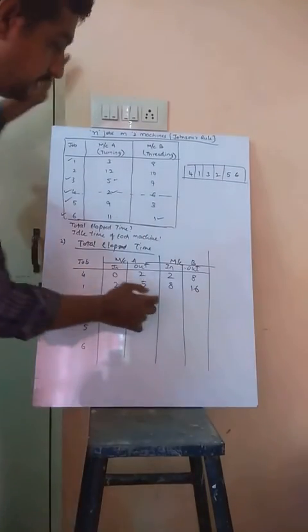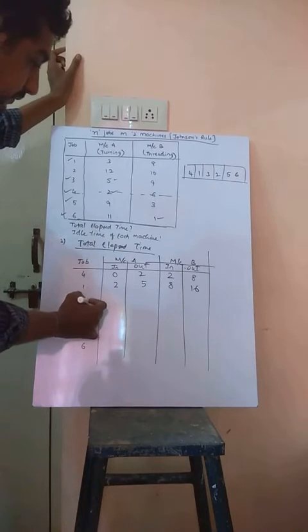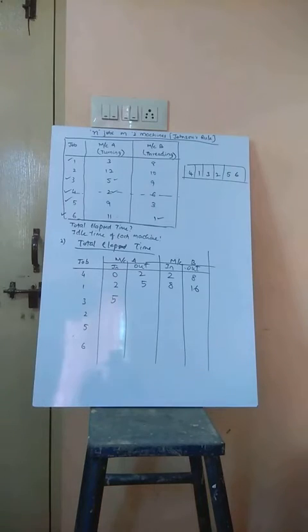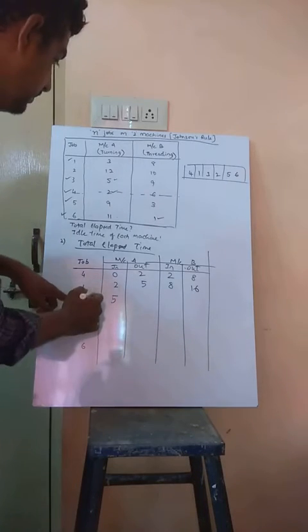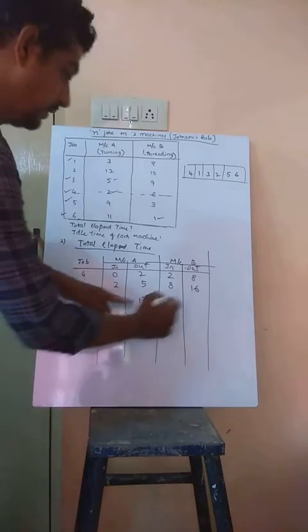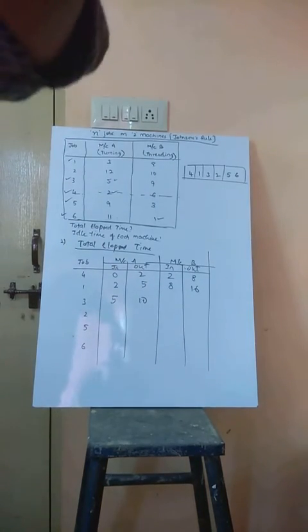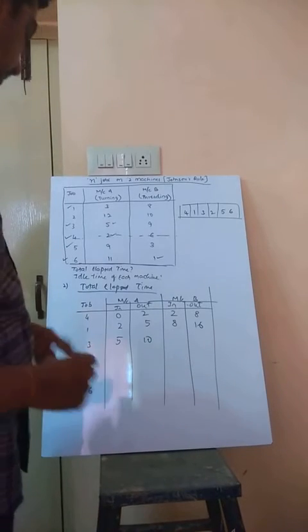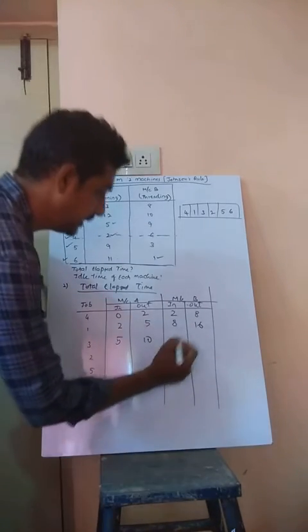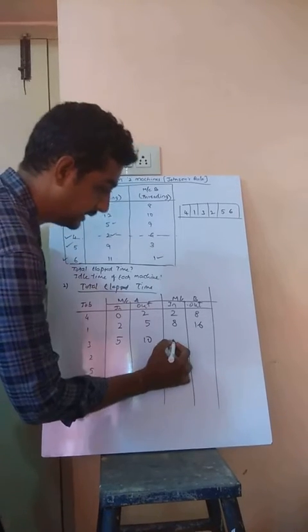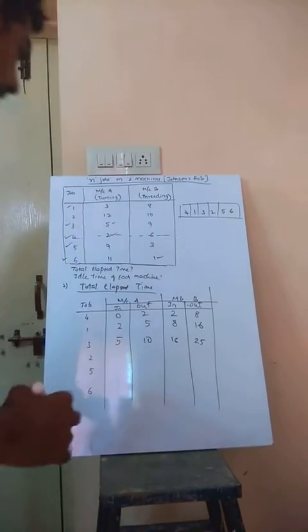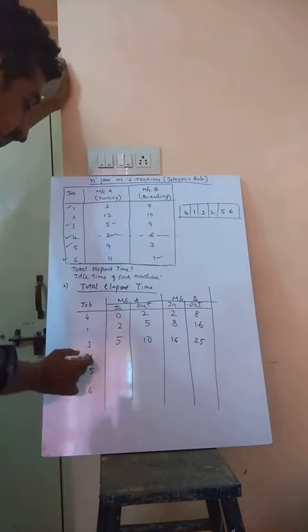Again we do the same thing. In this, job 3: 5 plus 5 is 10. The processing time of job 3 on machine B is 9. Here we need to take whichever is bigger, so we take this 16. 16 plus 9 is 25.